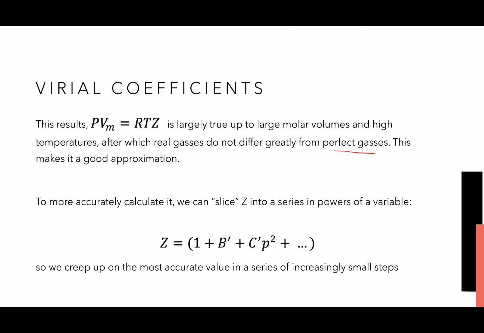But if we wanted to more accurately calculate the compression factor, we could expand Z into a series of powers, with a variable, in this case, in terms of pressure. So as it says, we're creeping up on the most accurate value in a series of increasingly small steps.